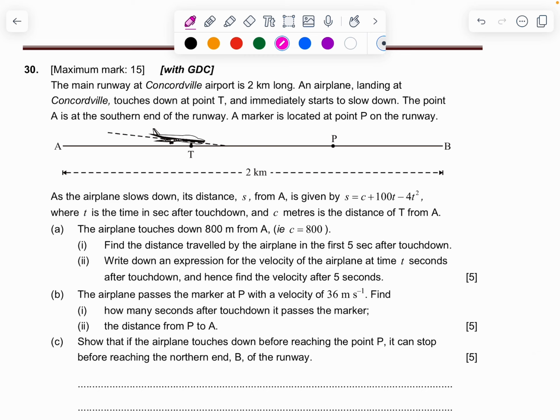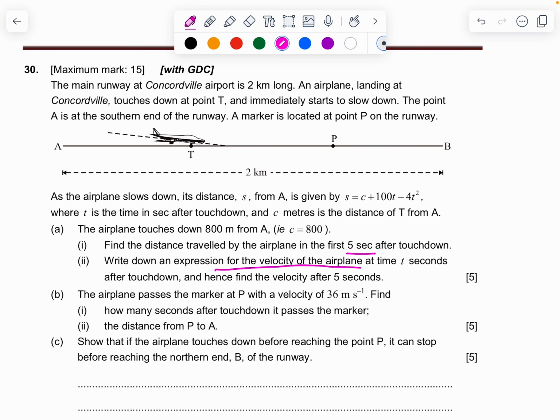Question number 30. The main runway of Concordville Airport is 2 kilometers long. Landing on Concordville, an aeroplane touches down at a point T and immediately starts to slow down. The point A is at the southern end of the runway. The marker is located at point P. As the aeroplane slows down, its distance s from A is given by this formula. The aeroplane touches down at 800 meters from A. C equals 800.